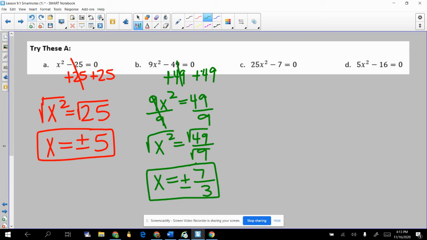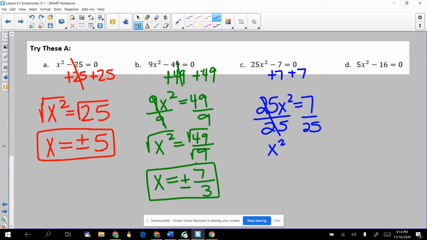In this next one, again, we're going to start by adding the 7 over. So you get 25x squared equals 7. Then we go ahead and divide by the 25. So same steps as the last one. We're just trying to isolate the x squared. And we're left with x squared equals 7 over 25. Again, I can tell that that 25 is going to be a perfect square. So I'm not going to do any simplifying here. I'm just going to take the square root of both sides.